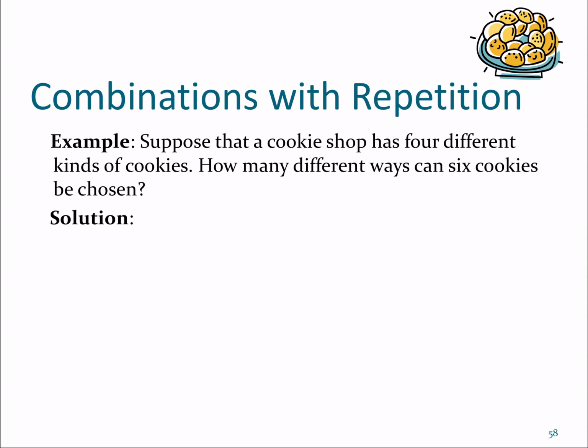Next example. Using the previous corollary, we can easily calculate the following example. Suppose that a cookie shop has 4 different kinds of cookies. How many different ways can 6 cookies be chosen? To answer this question, you need to understand which one is n and which one is r. In this question, there are 4 different kinds of cookies, so n equals 4, and r is how many cookies you choose, so r is equal to 6.